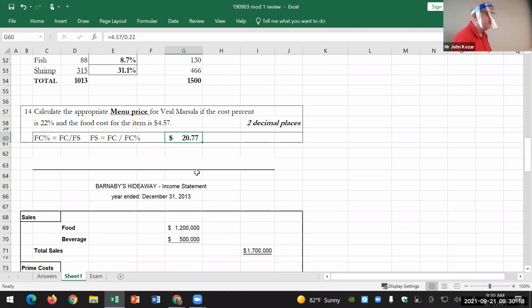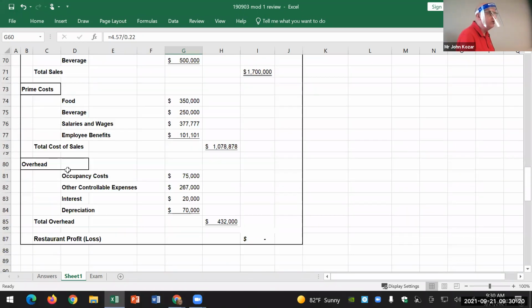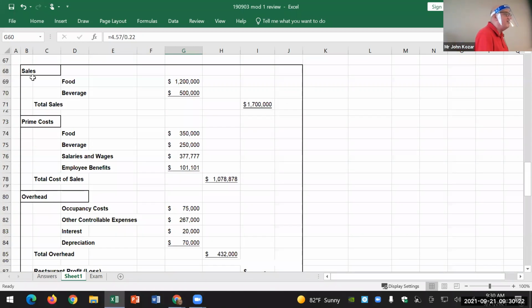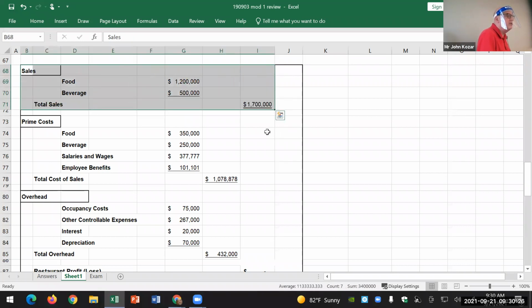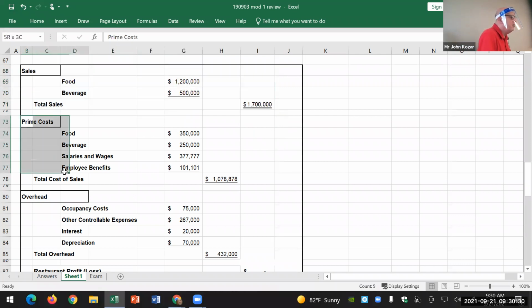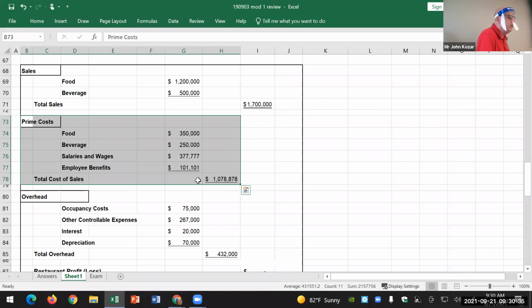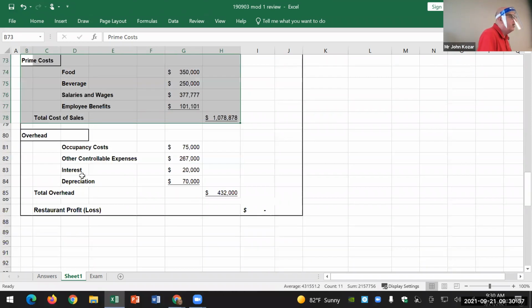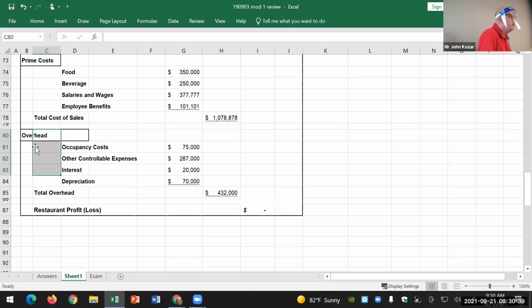Okay, so the next thing that we have is an income statement. Top portion, we have sales. Total sales is 1.7 million. We have our prime costs, which add up to a little bit more than $1 million. And then our overhead is $432,000.